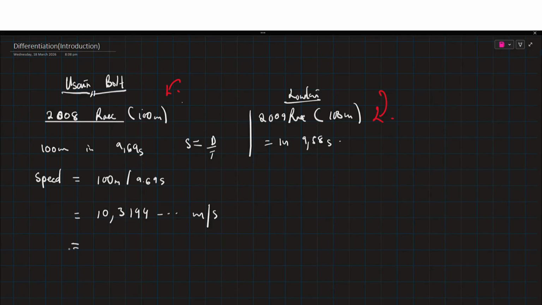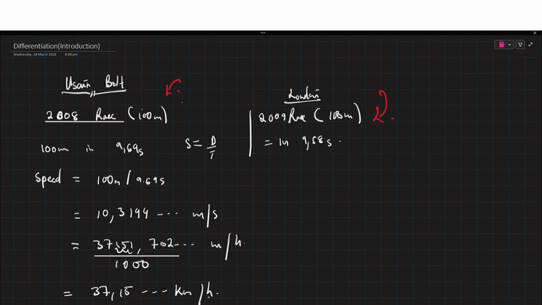So if we multiply 10.3199 by 3600, what do we get? 37151.702. I guess that's one. These are meters per hour. Is that all? If we want to convert this from meters per hour to kilometers per hour, I would need to change this into kilometers. Remember, in a kilometer there are 1,000 meters, so I'm going to divide this by 1,000. It's going to be 37.15 approximately kilometers per hour.